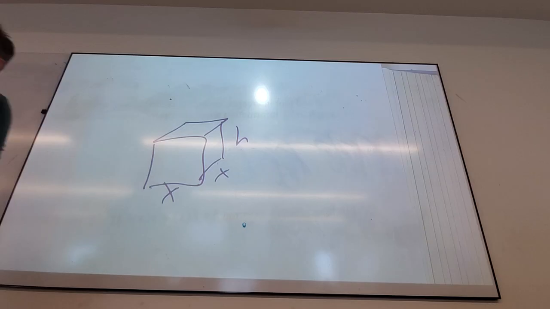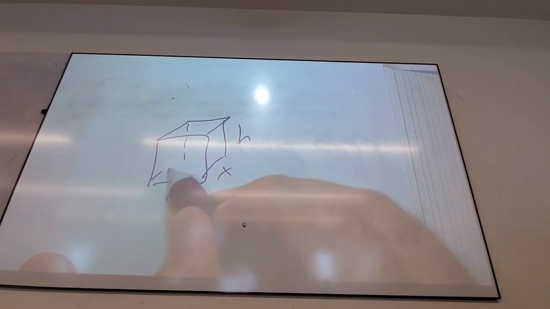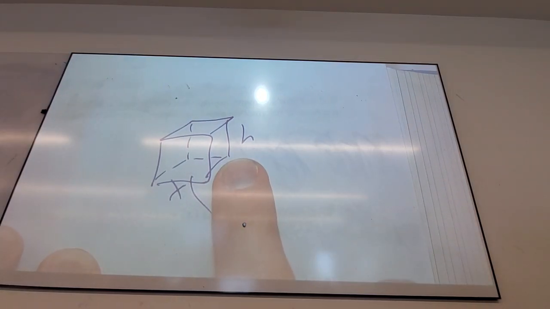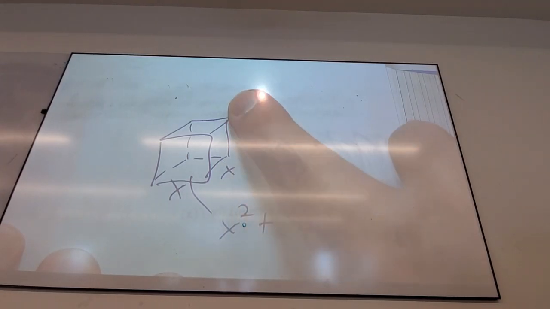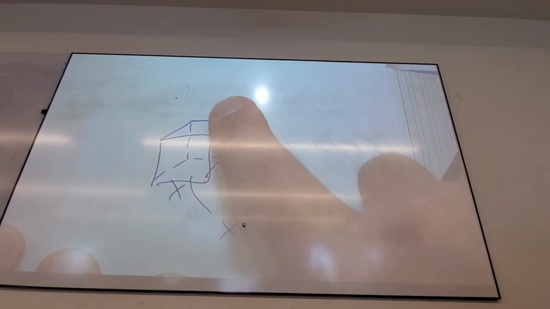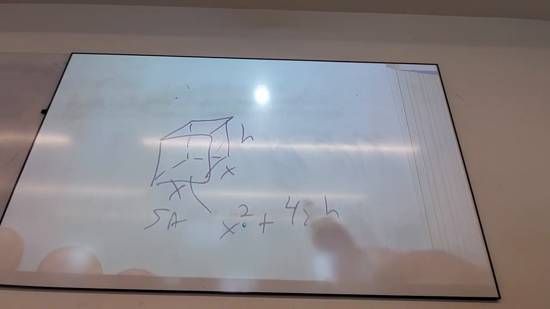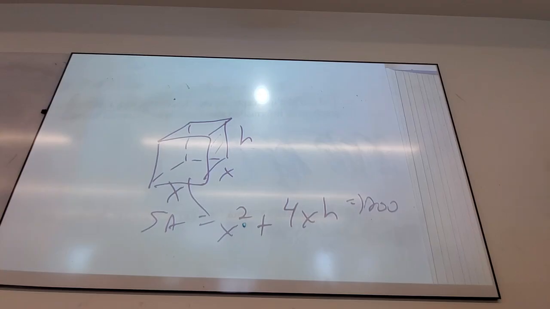What's the area of the base? X squared. Good. The area of the base is X squared. What's the area of each side? The height times X, XH. They're all rectangles, X by H. And how many of them are there? How many XHs are there? 4. That's surface area. And what is surface area? They tell me 1200 centimeters. That's what they tell me.